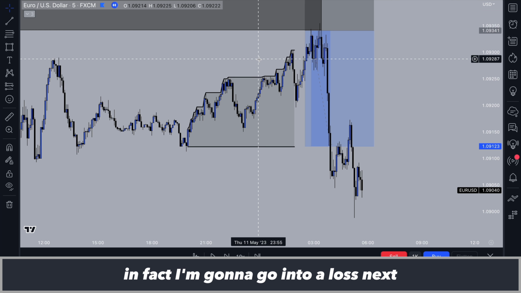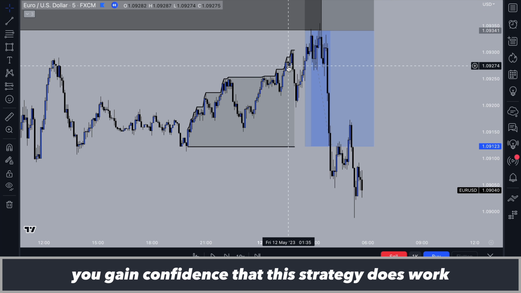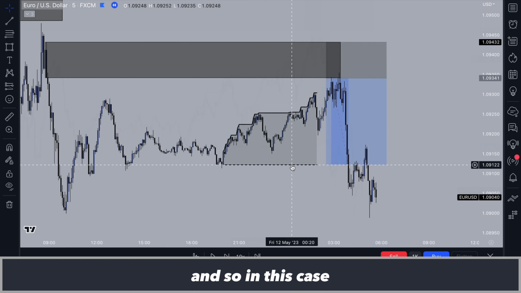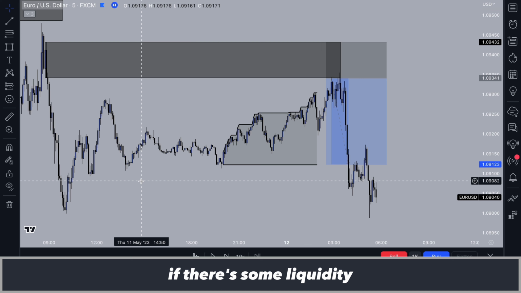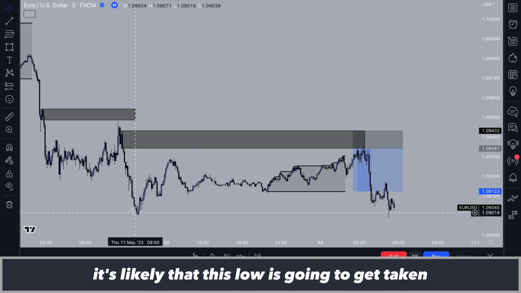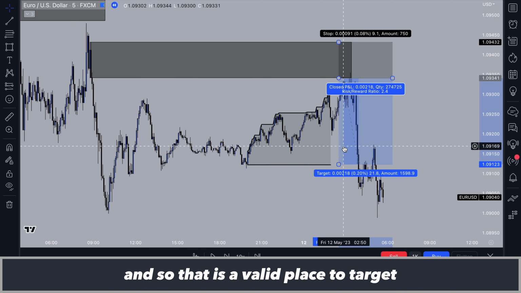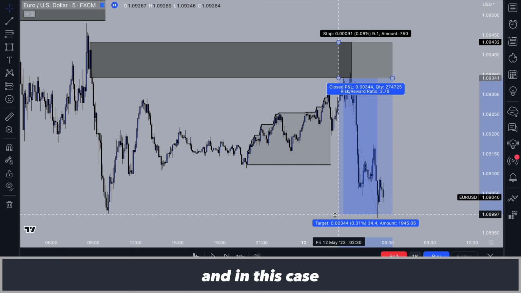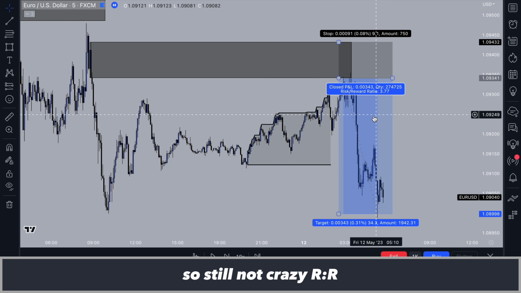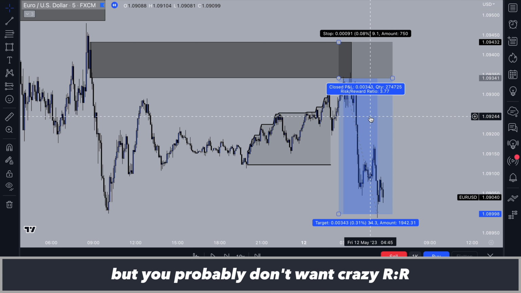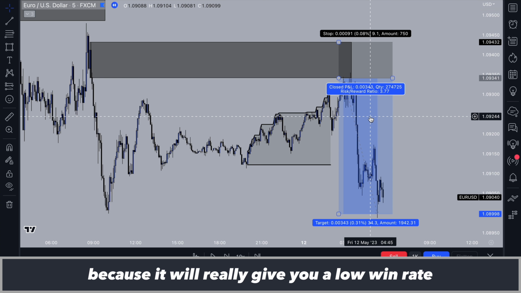Sometimes there will be losses. In fact, I'm going to go into a loss next. But when stuff like this happens, you gain confidence that this strategy does work. And so in this case, obviously, targeting the Asian low is going to be a safe bet. If there's some liquidity, because we're in a bearish trend, it's likely that this low is going to get taken. And so that is the valid place to target. And in this case, that would be a 1 to 3.7 trade. So still not crazy risk rewards, but you probably don't want crazy risk rewards because it will really give you a low win rate.